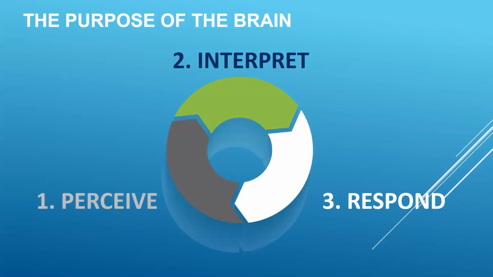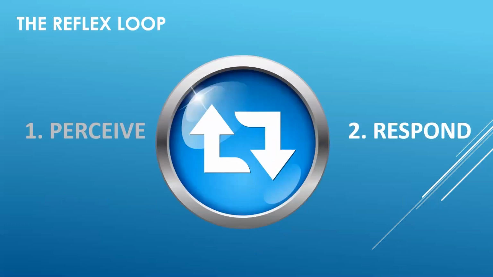But the interesting thing is that we have the general idea of what happens with the brain, but we also have this other thing called a reflex loop, where you get a perception of what's going on, but you don't really interpret it. You just make a response. It's an automatic kind of thing. So there are multiple different types of reflexes.